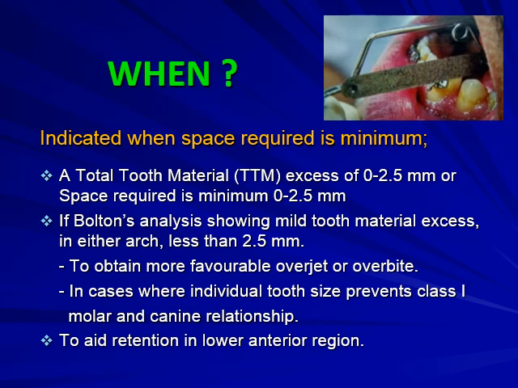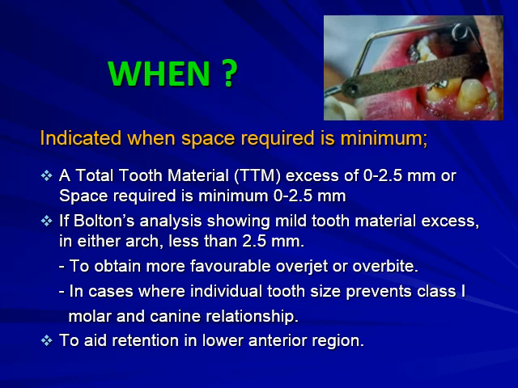لو حصل أي disturbance في السايز ما بين الupper والlower whatever anterior or posterior البولتن analysis بتوريها لي وبتقول لي الاكسس فين بالظبط، هل في الانتيريور تيث أو في الهول arch كله، وبتقدر تحددها لي وتقول لي الاكسس قد ايه بالظبط.